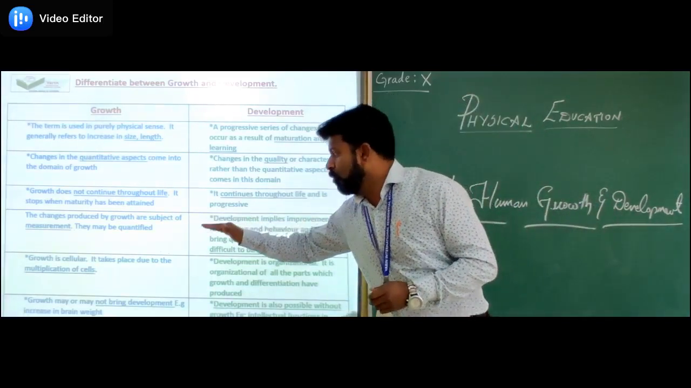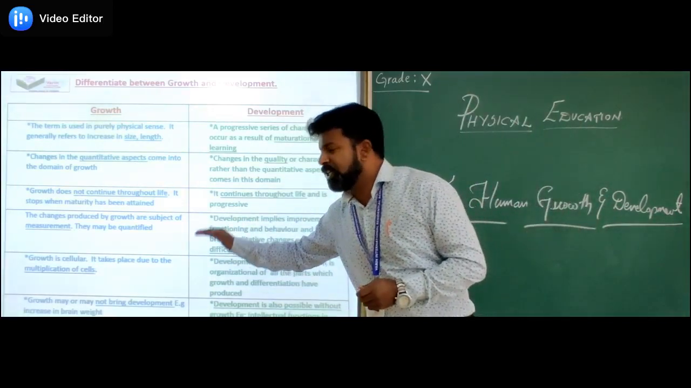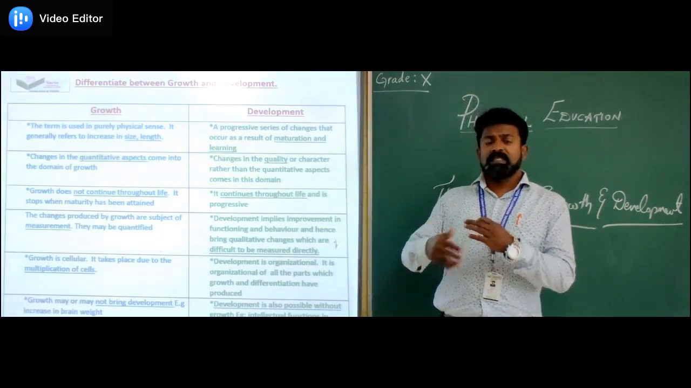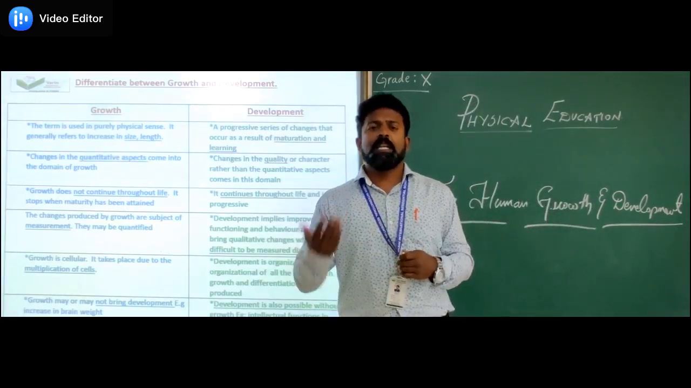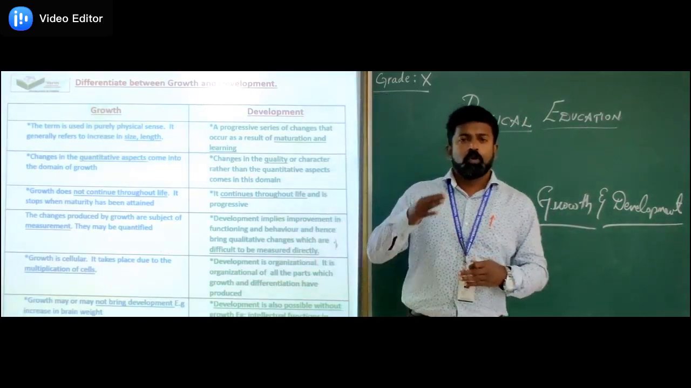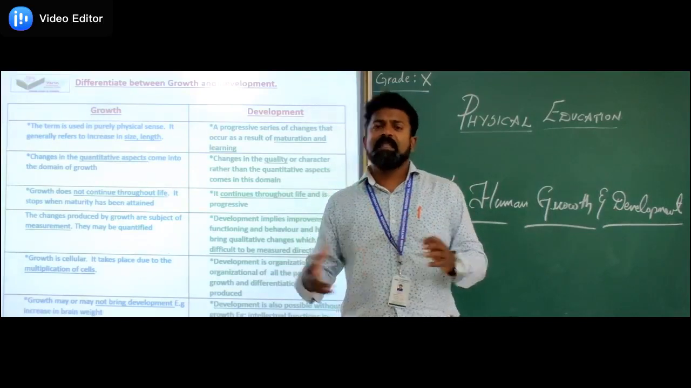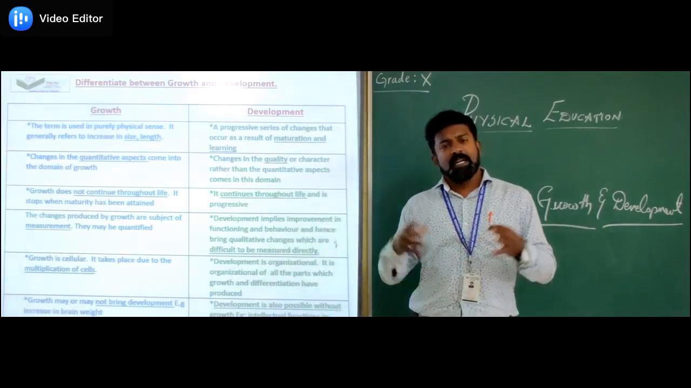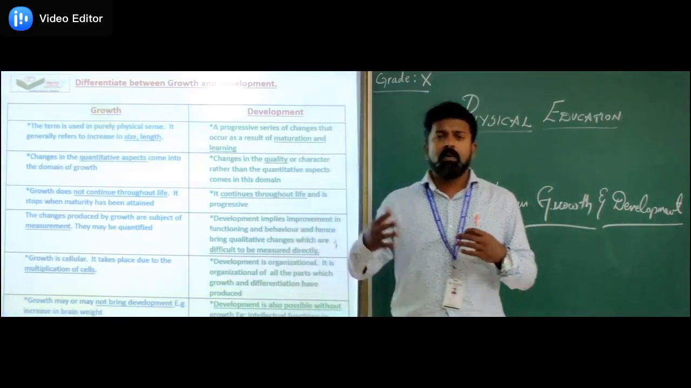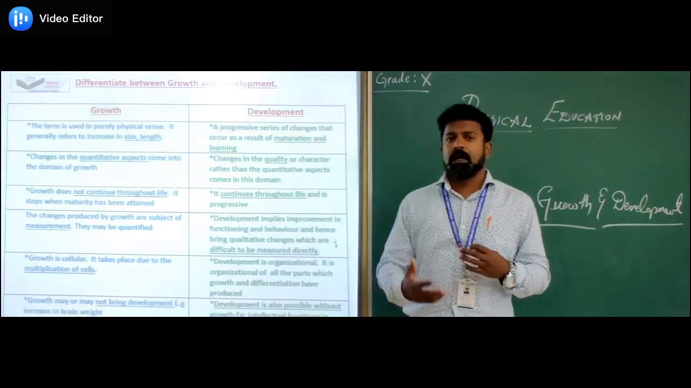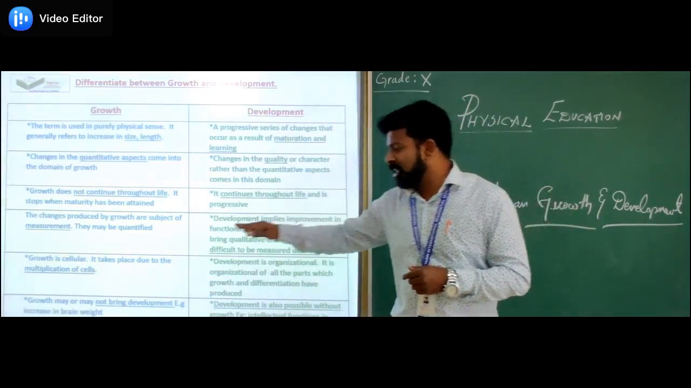Growth is cellular. It takes place due to the multiplication of the cell. As we said, first there is the single cell, then it is multiplied. 1 becomes 2, 2 becomes 4, 4 becomes 6. The cells join together to make a tissue, and tissues join together to make an organ. This is how humans and all living beings are built. So growth is the multiplication of the cell.